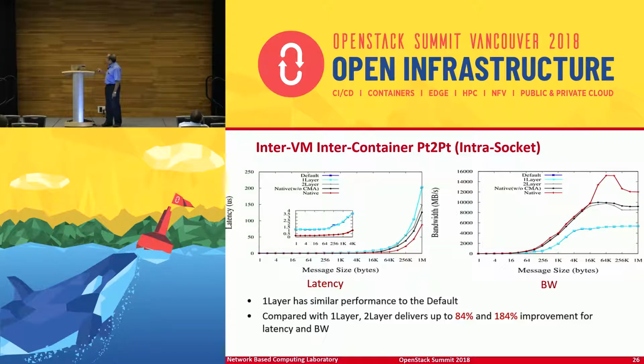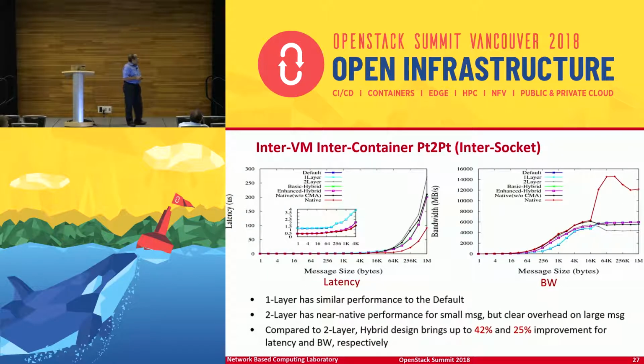And for large messages, here you can clearly see this is the 2 layer line that is able to push the bandwidth almost 184%. Okay. So that is the intra socket. So this is the inter socket. Similar kind of performance here you will see.